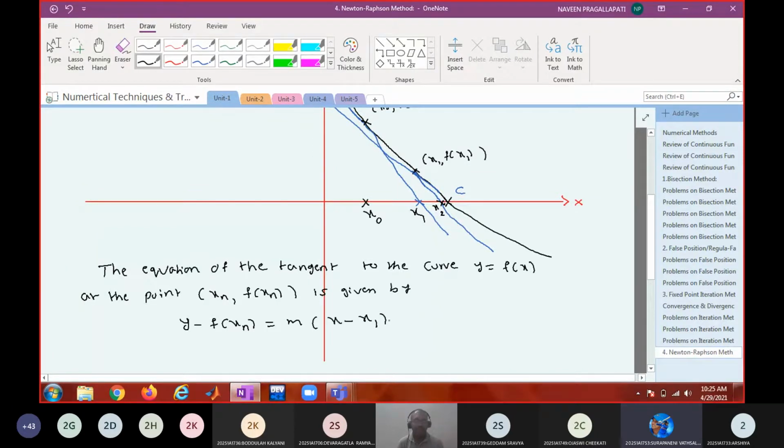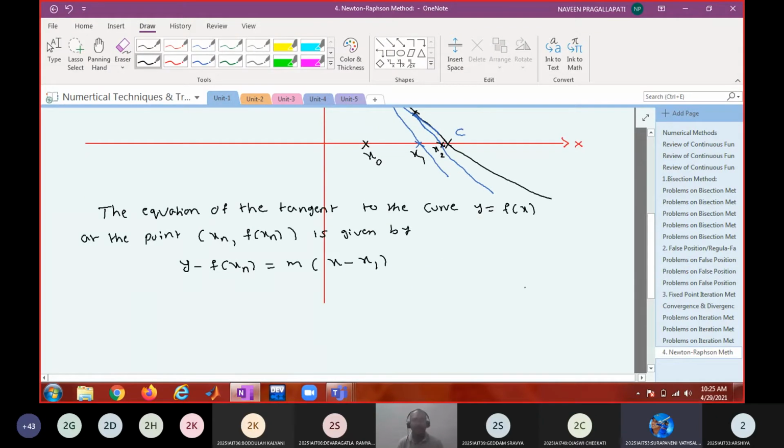How do you find out the slope of the tangent? Differentiate the curve at the point xn, f of xn. That means y minus f of xn is equal to dy by dx of y equal to f of x. If I want the slope, dy by dx at x equal to xn, that is nothing but f dash of xn only, no? Do you agree? So this is nothing but f dash of xn into x minus xn.